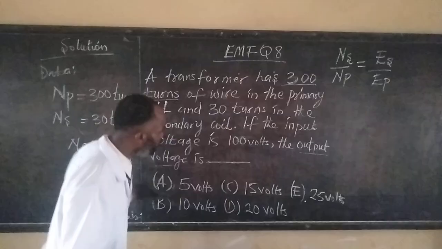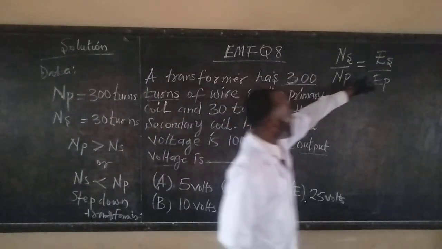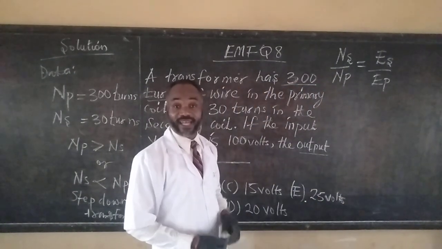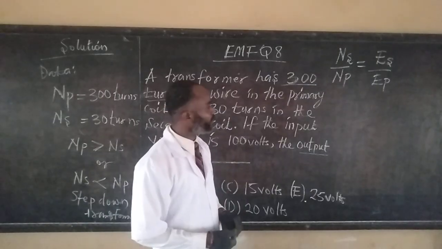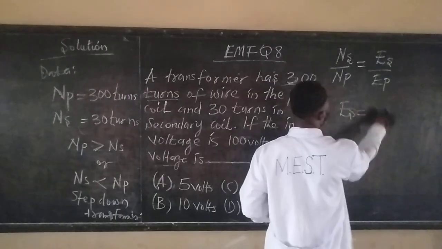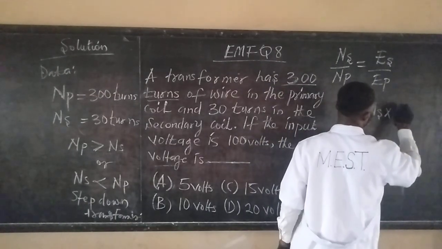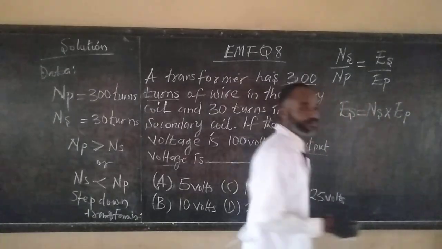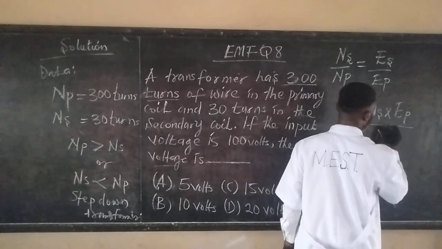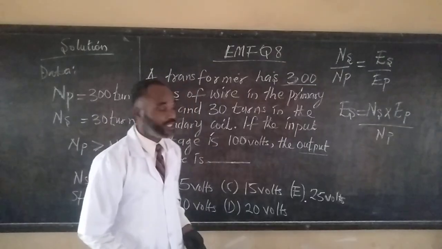And which one are we looking for? We are looking for the output voltage, which is EX. So we make EX the subject, and it's solved. We have EX equals, by cross multiplication, EP moves to this point and becomes NX times EP, all over NP. The next thing we need to do is simply to substitute.